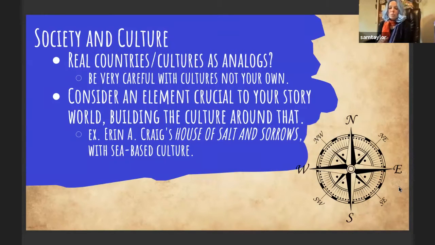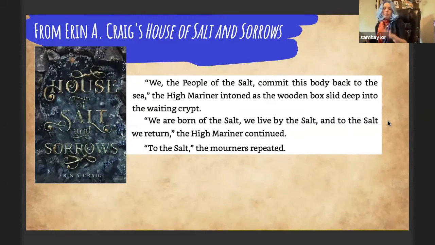One book that I think does this really well is Aaron A. Craig's House of Salt and Sorrows, that has a very sea-based culture. Everything from the way that people view themselves to the religion and the different gods are all drawn from this society that is very maritime based. They're right there on the sea, and the sea is basically their world. It's their source of life and their source of understanding the world. So let's take a look at an excerpt from Aaron's book. This is from the very beginning, the very first scene of the story. It's taking place at the funeral of the main character's sister.